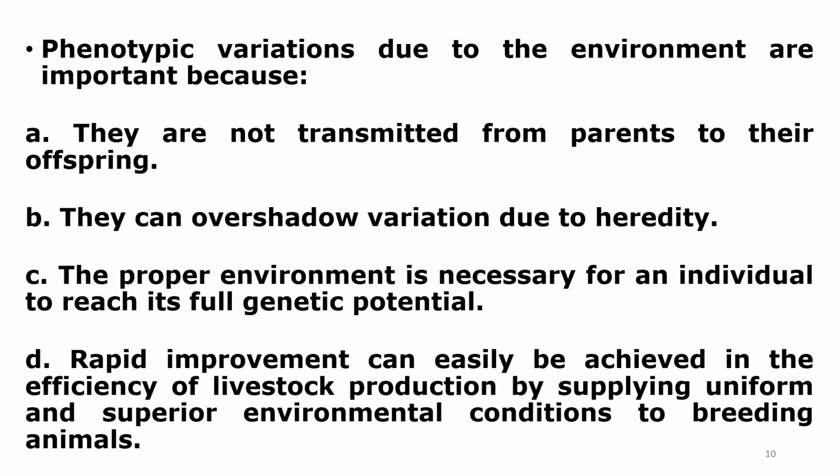So phenotypic variation due to the environment is important. The reasons are that, one, for A, they are not transmitted from parents to their offspring. So the environment needs to be well taken care of. Because B, they can overshadow whatever variation is due to the genetic makeup or that has been transferred from the parents to the offspring. And C, the proper environment is therefore necessary for an individual to reach its full genetic potential. Finally, D, rapid improvement can also be achieved in livestock production when we supply uniform or superior environmental conditions to breed animals.